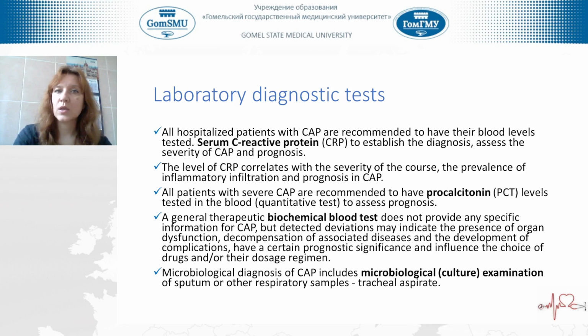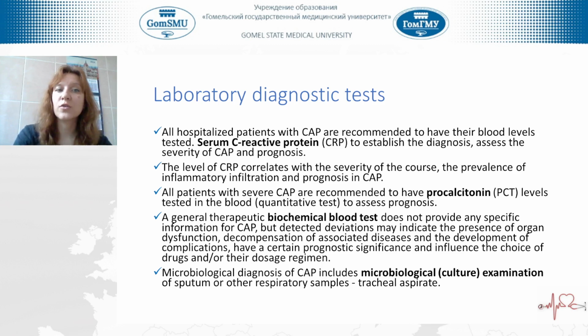Laboratory diagnostic tests. All hospitalized patients with CAP are recommended to have their blood levels of serum C-reactive protein tested to establish diagnosis, assess the severity of CAP and prognosis. The level of CRP correlates with the severity of the course, the prevalence of inflammatory infiltration, and prognosis in CAP. All patients with severe CAP are recommended to have procalcitonin levels tested in the blood to assess prognosis.